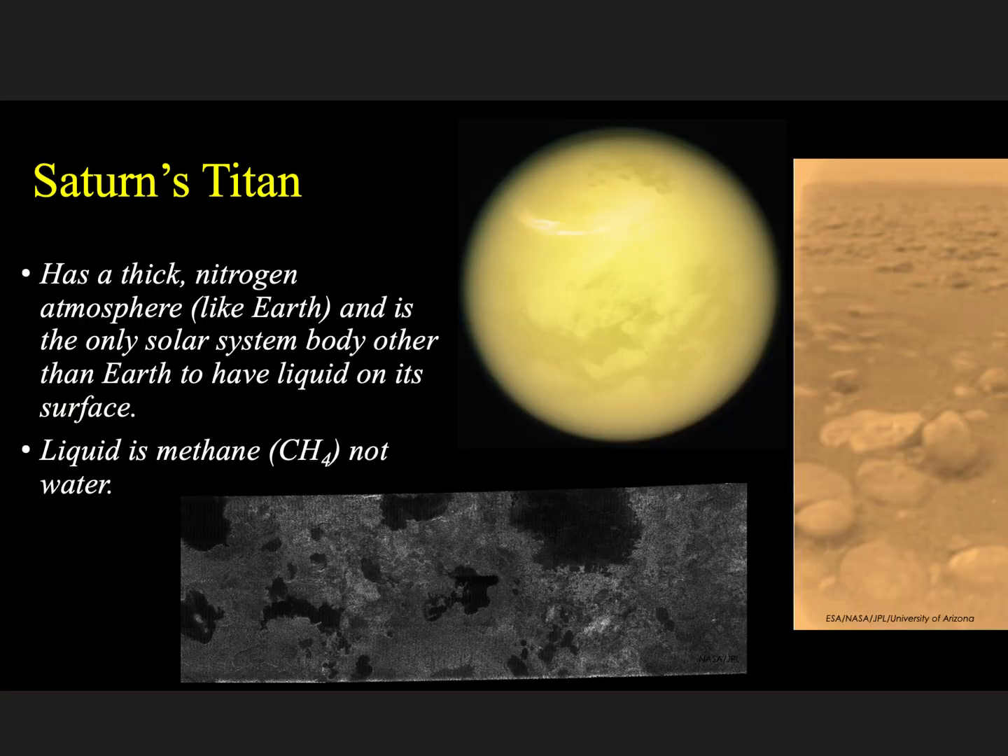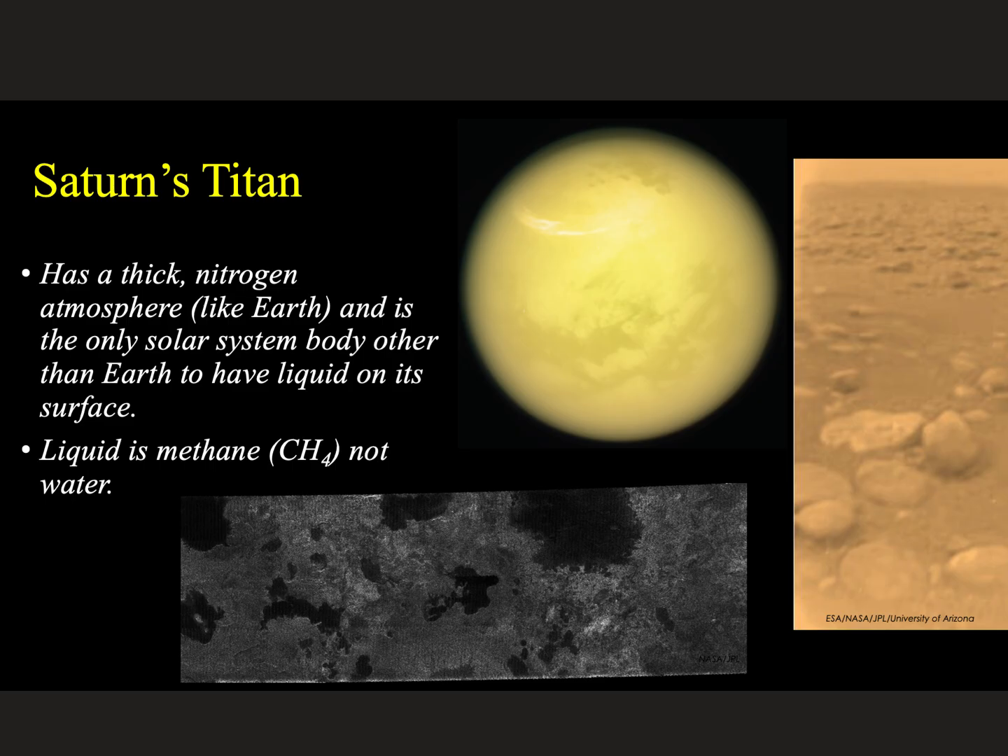Titan is Saturn's largest moon. It's the second largest moon in our solar system, and it has a thick nitrogen atmosphere, much like Earth. The atmosphere also contains a lot of methane, natural gas, or CH4. Earth has a water cycle, but Titan is too cold to support liquid water. Instead, it has a methane cycle, with what appear to be methane lakes on the surface and methane as vapor in the atmosphere.